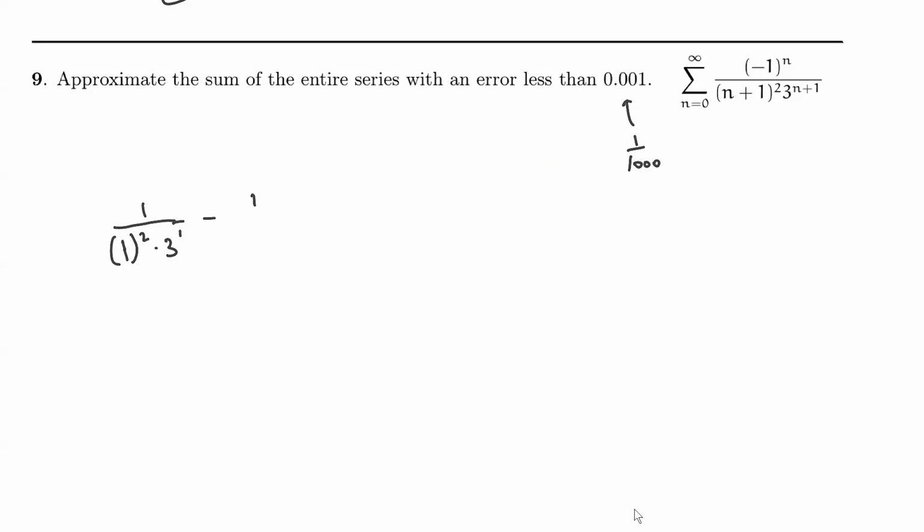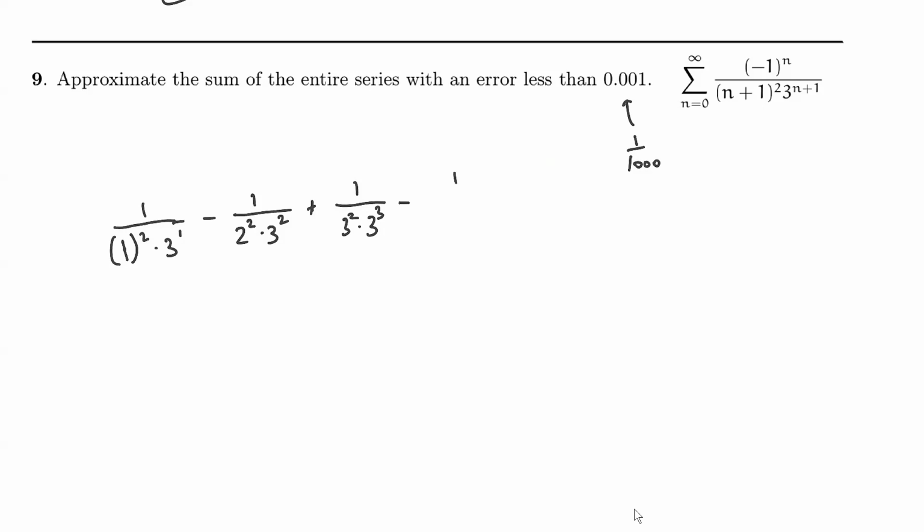Minus 1 divided by, so we're plugging n equals 1 now. So we get 2 to the power of 2, and then 3 to the power of 1 plus 1 is 2, so 3 squared. I don't think this is less than 1 over 1,000, so we're going to continue on with another term. The next term will be obtained when n equals 2. So we get 1 divided by 2 plus 1 is 3, 3 squared, times 3 to the power of 3. I think that's not enough.